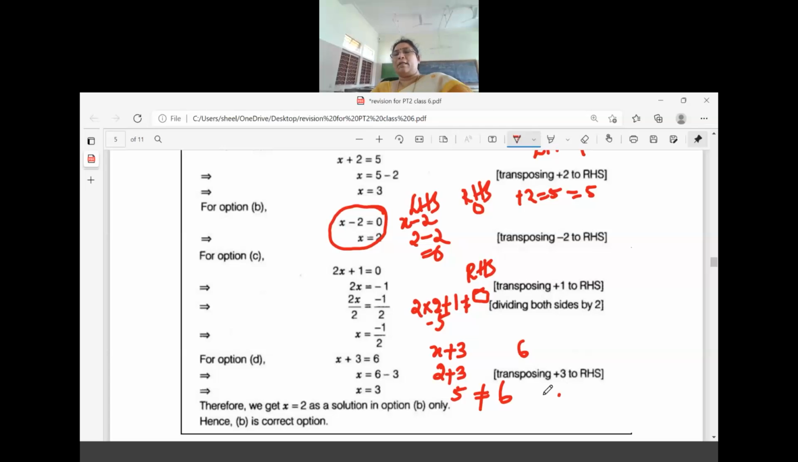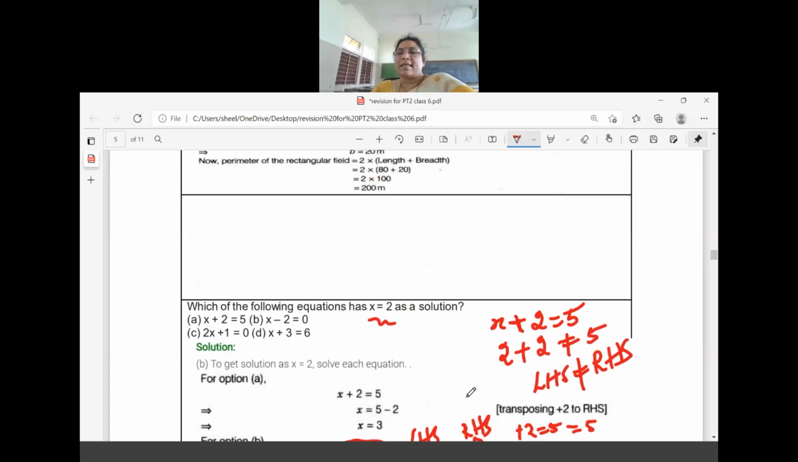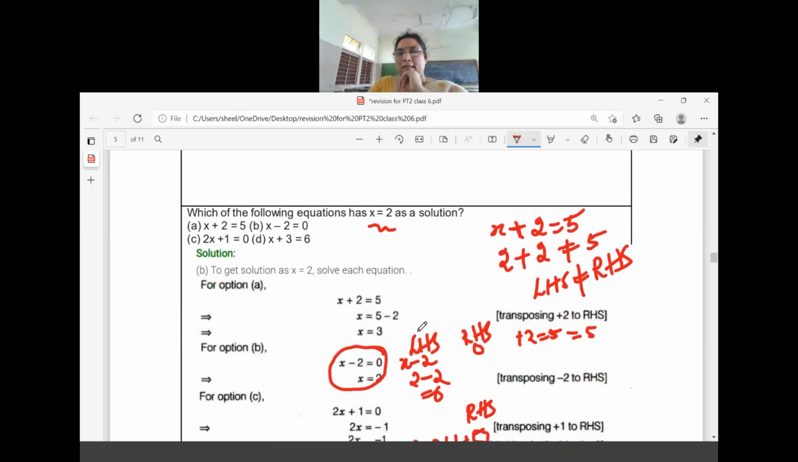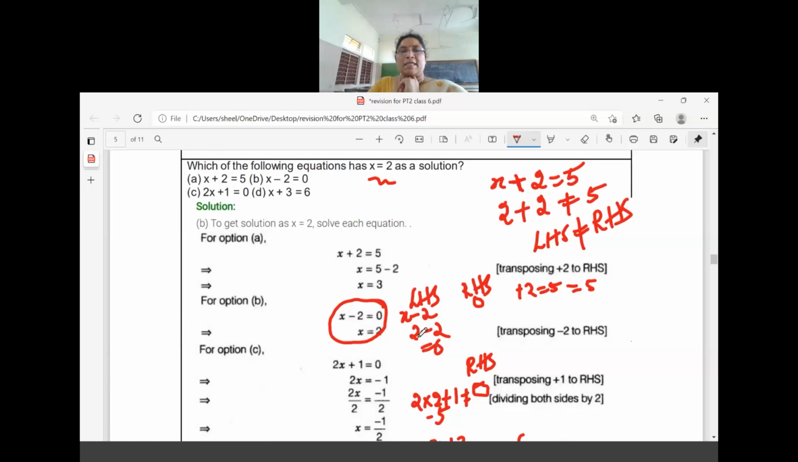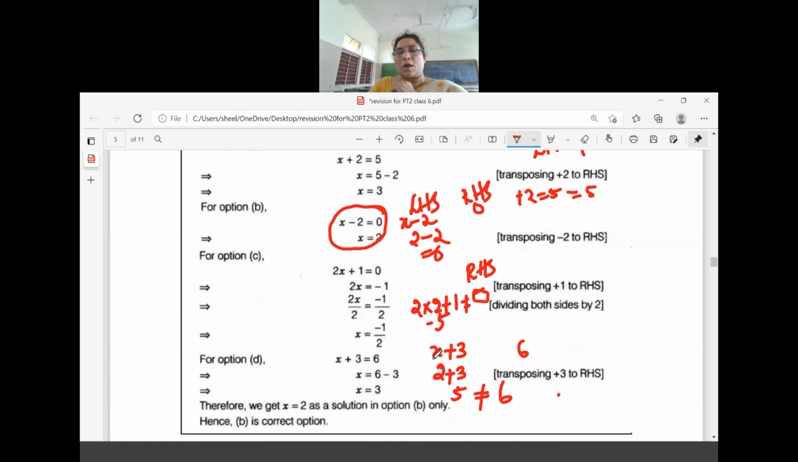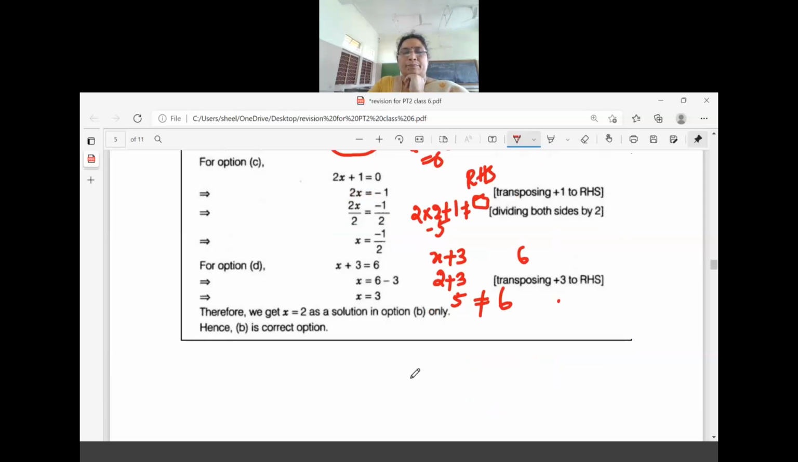So when we are having a solution, what is the condition? LHS as well as RHS should be the same. While replacing the value, if LHS is the same as RHS, then only we can say that it is a solution. Except B, in all other situations you are not getting the same answer. So we can say it is not a solution.